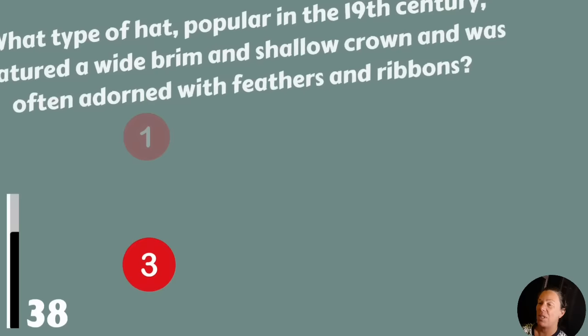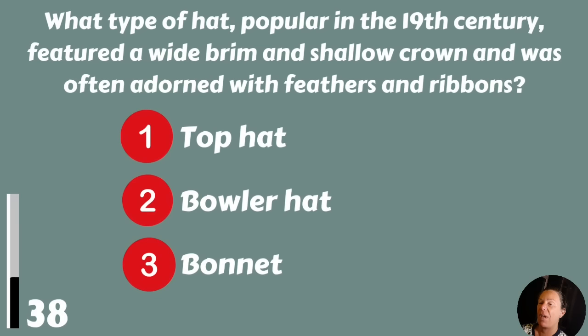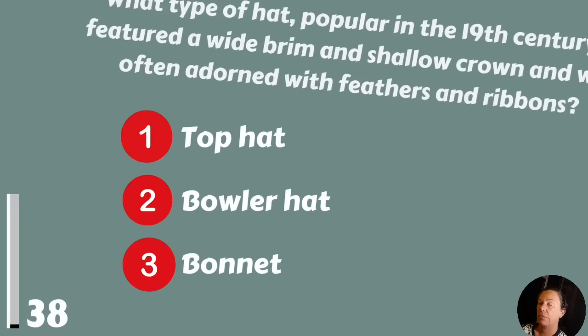What type of hat, popular in the 19th century, featured a wide brim and shallow crown and was often adorned with feathers and ribbons? Top hat, bowler hat, or bonnet? Bonnet.